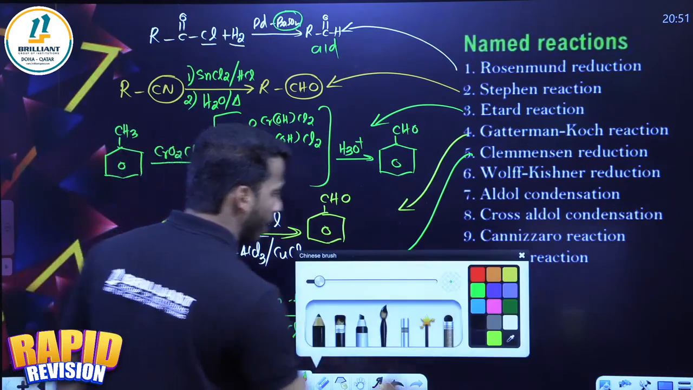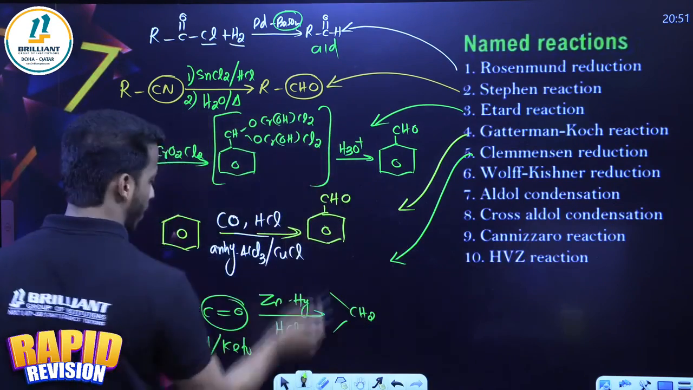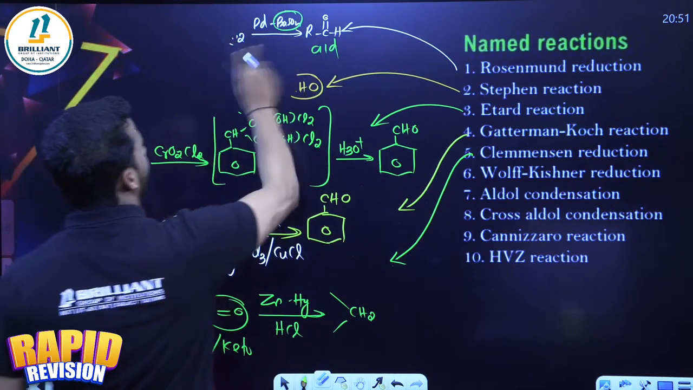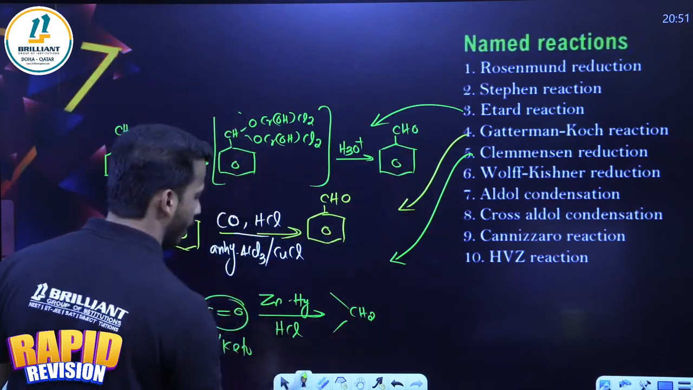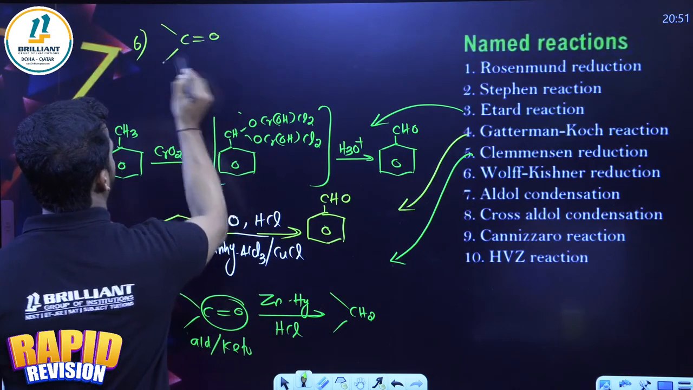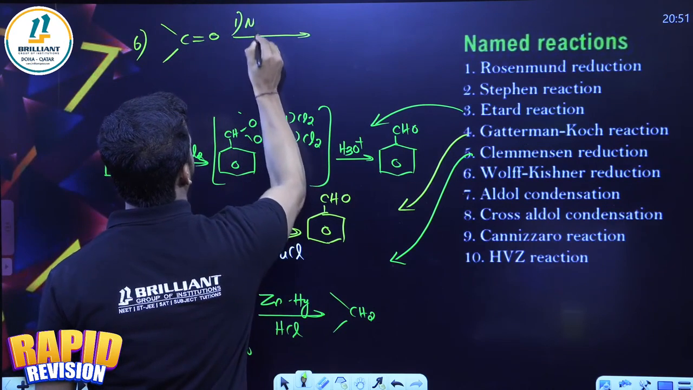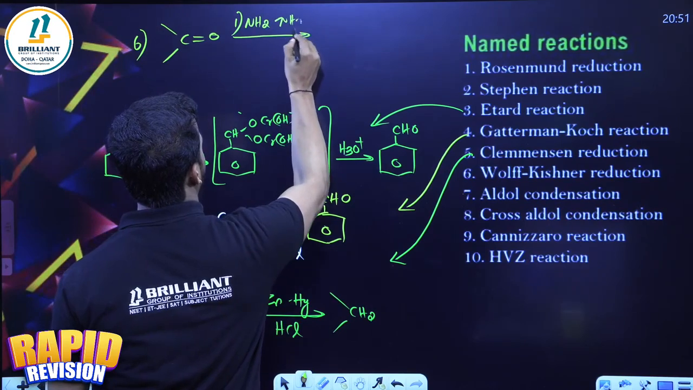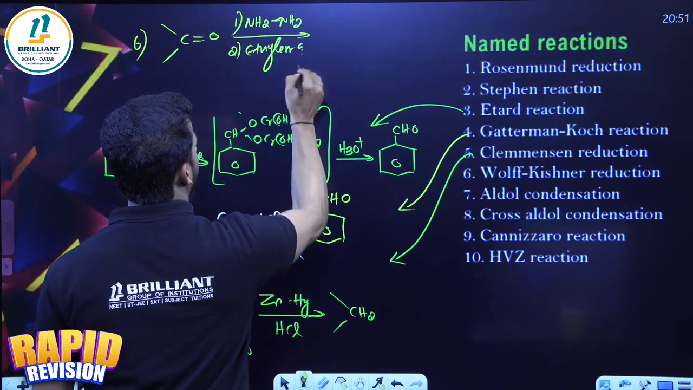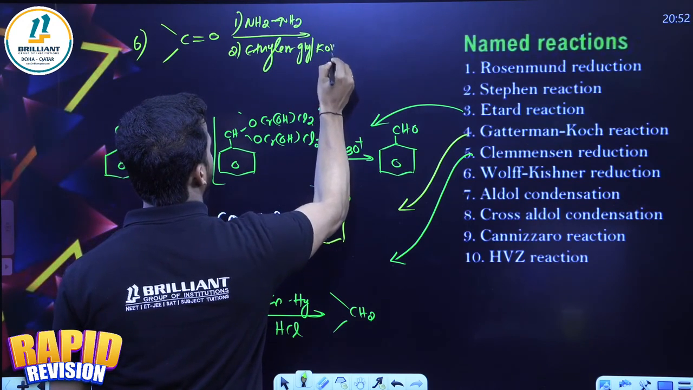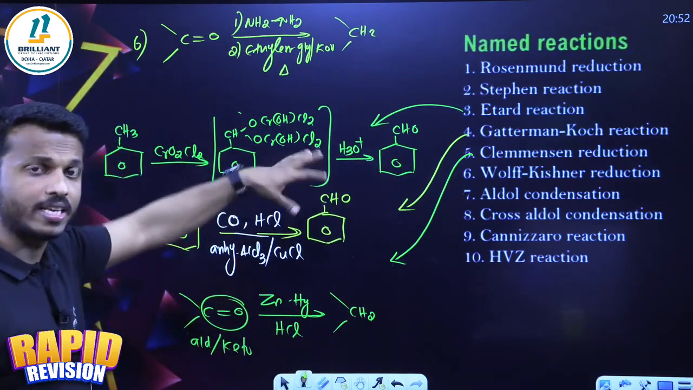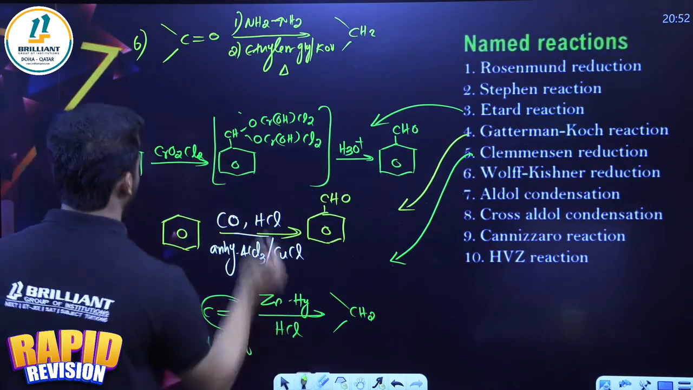Clemmensen reduction, dear all. Let me go to the Wolff-Kishner reduction fast. What is Wolff-Kishner reduction, dear all? Wolff-Kishner reduction, the sixth one, okay. An aldehyde or ketone, first we treat with what? Hydrazine. Secondly, we treat with what? Ethylene glycol or KOH and heat, and you get the same hydrocarbon. So Wolff-Kishner and Clemmensen have the same purpose, but the steps are different, you know very well.